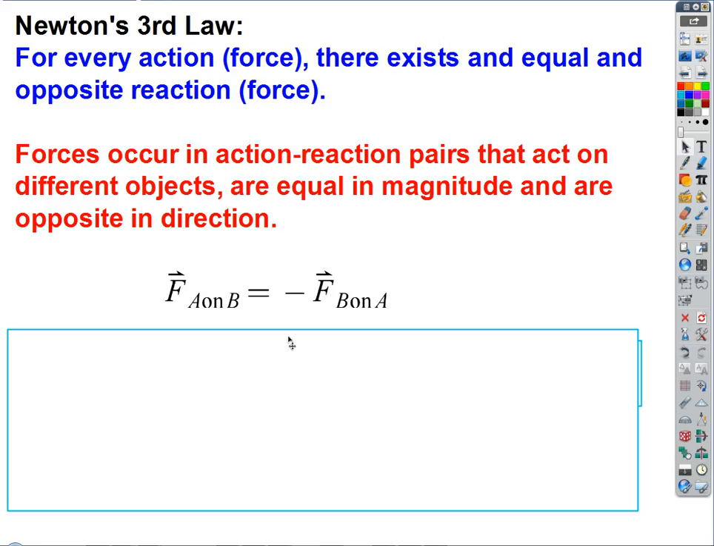So what's a little bit tricky about this, not so tricky, but what's a little bit tricky is being able to identify the difference between external forces acting on a system and action-reaction pair forces acting within a system.